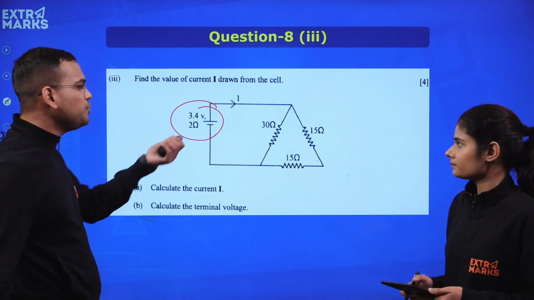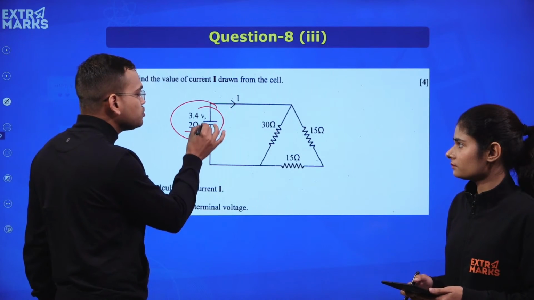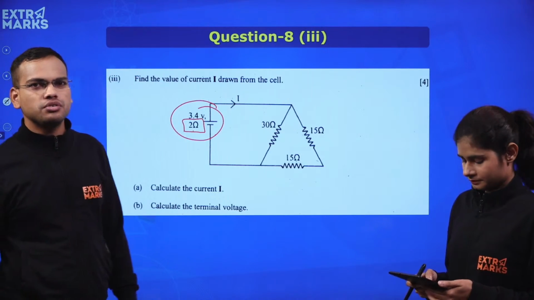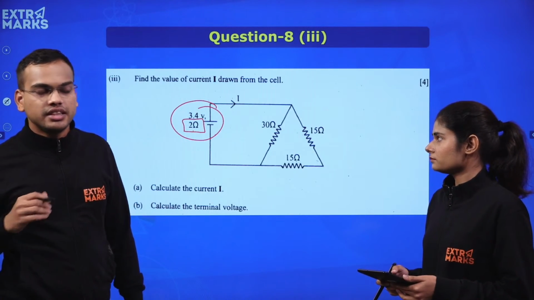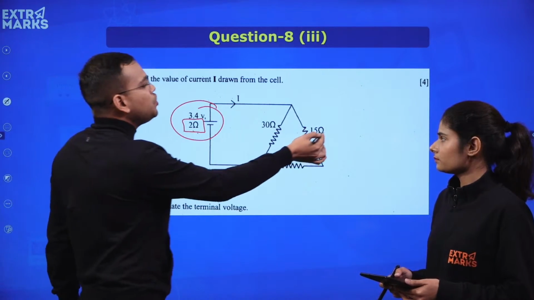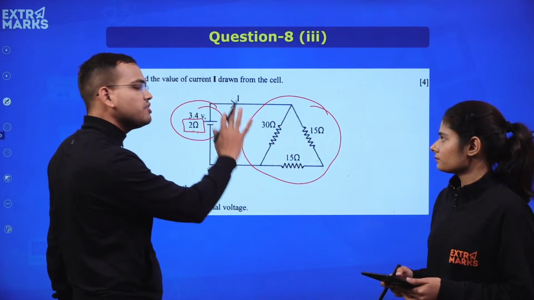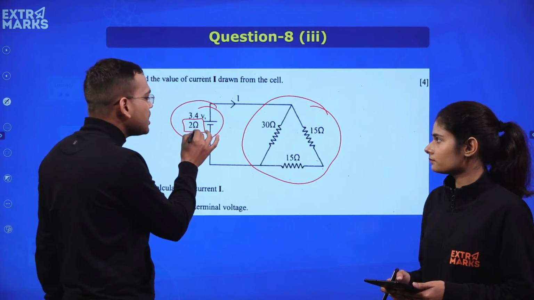Generally we used to see only the voltage, the EMF, written here, but here 2 ohm is also written. If 2 ohm is also written, it means it is the internal resistance of this cell or battery. That is what we have to take into consideration. Everyone knows how to find the equivalent resistance of this combination. This is very easy. Everyone knows. But the real challenge is here.